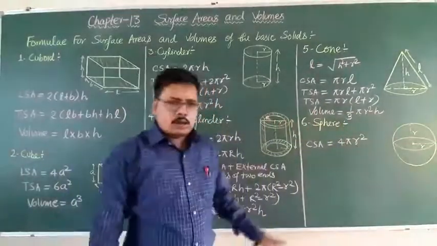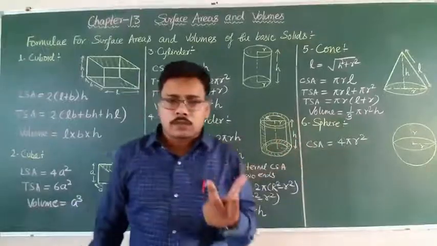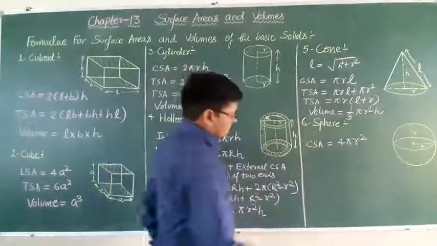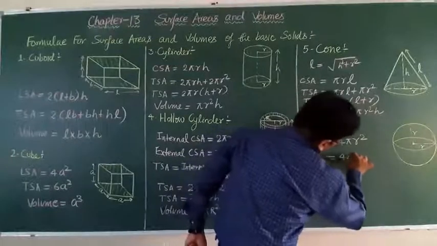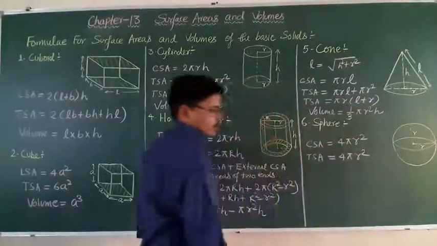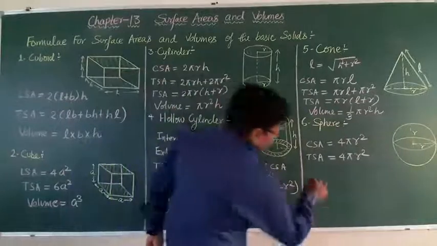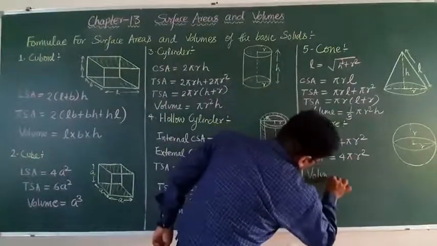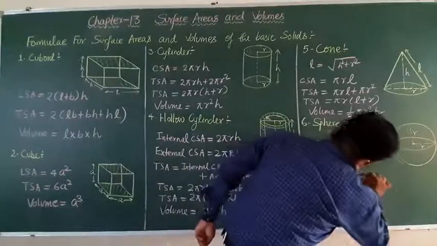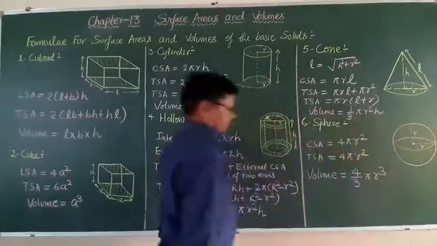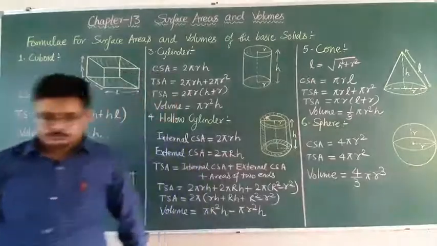Okay, and since it has only one face, that is the curve, so TSA, the total surface area, that is also 4 pi r square. Okay, and value, for the value it is 4 by 3 pi r cube. Okay, students.